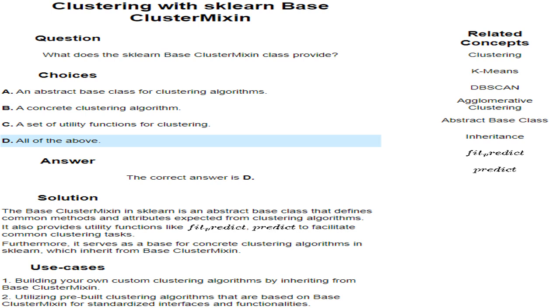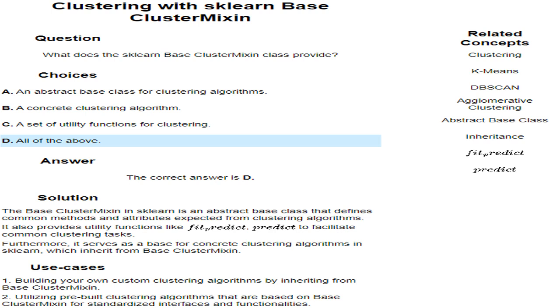The fit-predict method combines the fit and predict methods in one step. It fits the clustering model to the data and immediately predicts the cluster labels for each data point. The predict method takes new data points as input and predicts their cluster labels based on a trained clustering model.